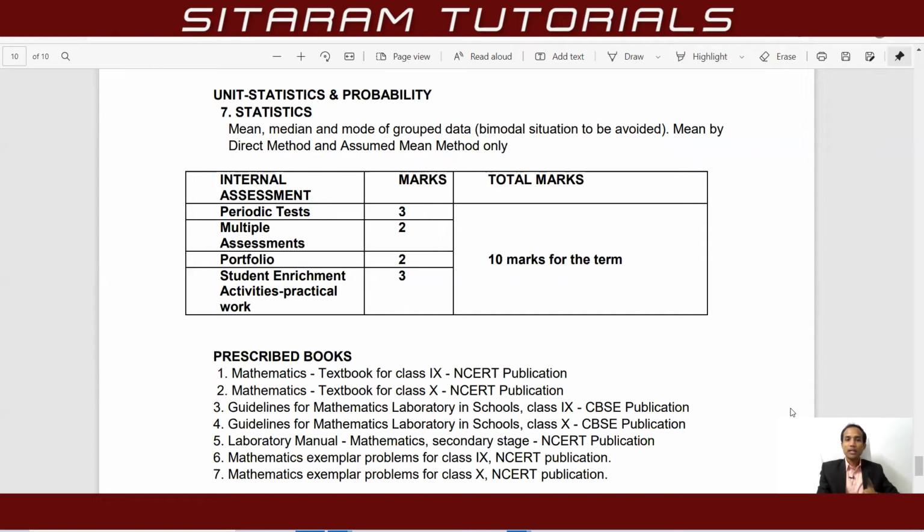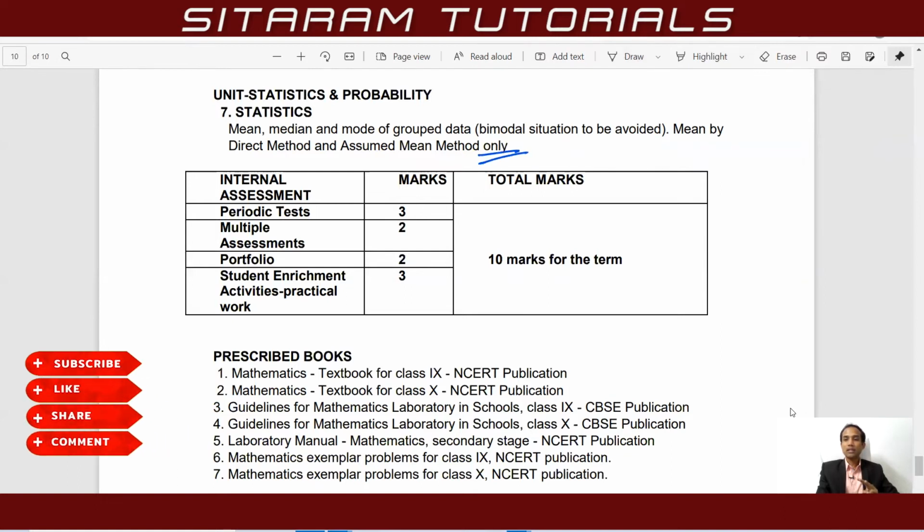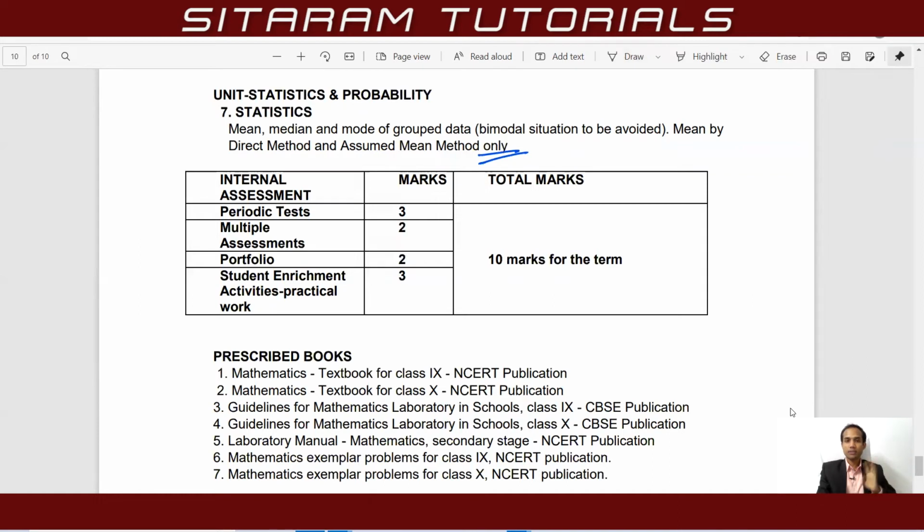And mean by direct method and assumed mean method only. That means there is a third method, called the step deviation method, that is not there in the syllabus. They mentioned only 2 methods, direct method and assumed mean method. So if in the exam any question is given and asks us to use an appropriate method, we have to use either direct method or assumed mean method only, not step deviation method.